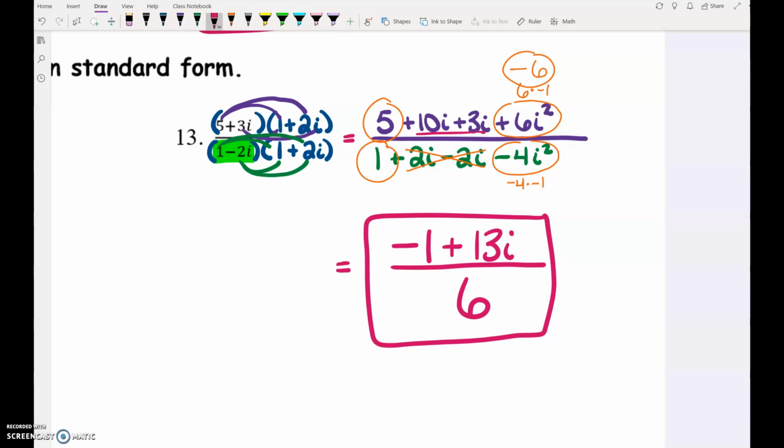Negative 4 times negative 1 is positive 4. Definitely positive 4, which means on the bottom, this is a 5. Yeah, I really want you all to watch what I do carefully because the simple math stuff often doesn't happen.